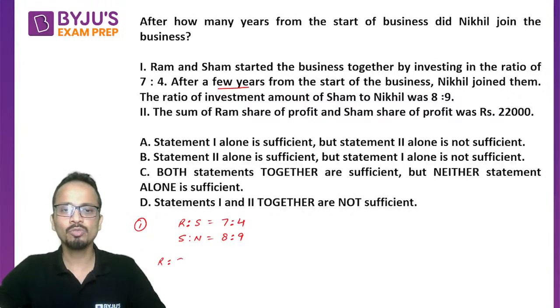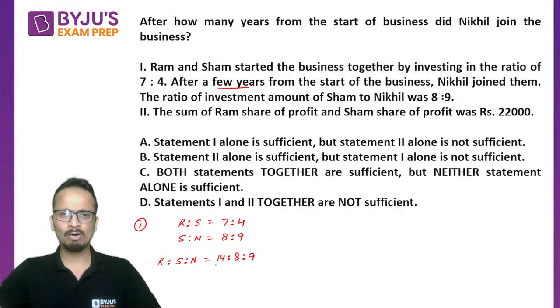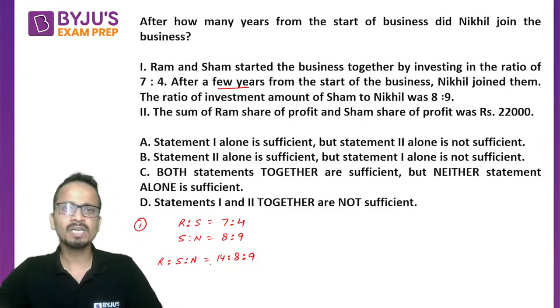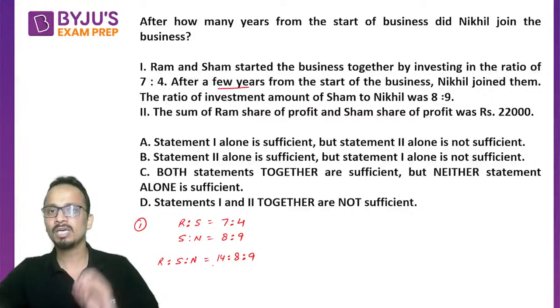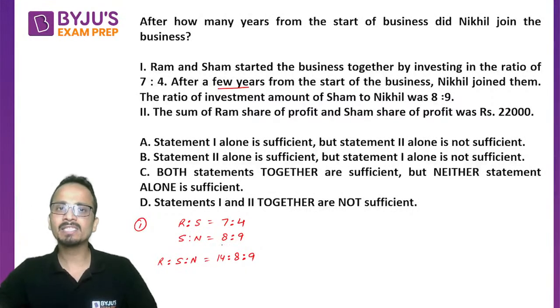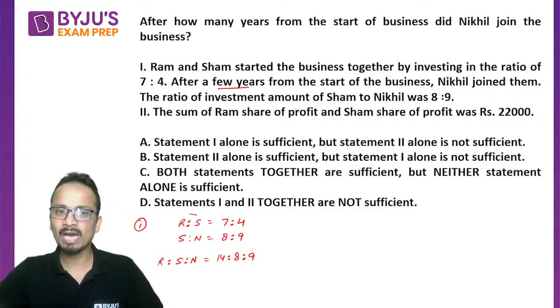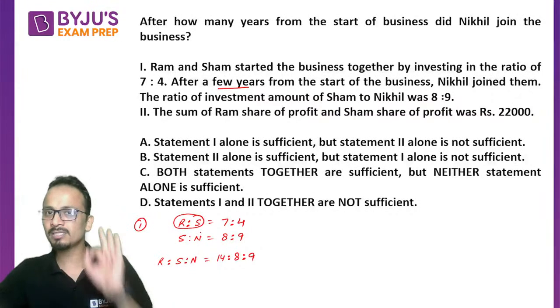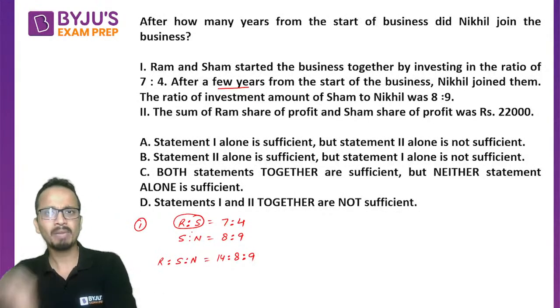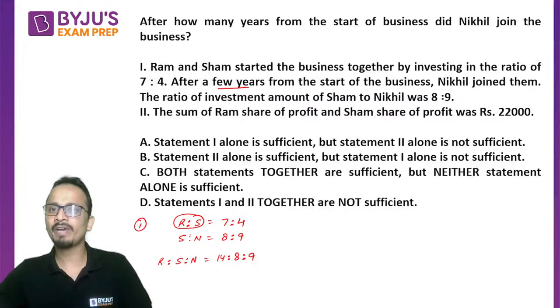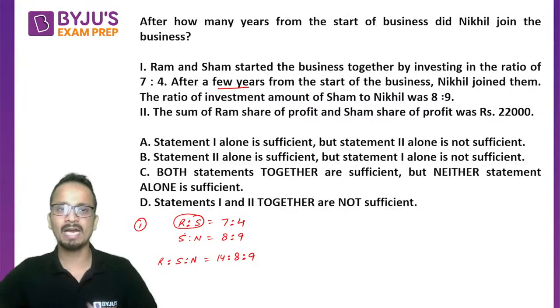So Ram is to Sham is to Nikhil, I will be able to determine, which will be 14:8:9. Now, statement number one only gives us the ratio of their investment. It does not say anything about the time period. Certainly, they are saying that Ram and Sham started the business, so Ram and Sham were present in the business since the beginning, and the third person, Nikhil, joined a few years later. But how many years later? This is what we have to find out, and nothing is given about that. So statement number one alone is not sufficient.